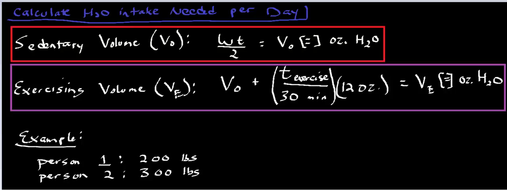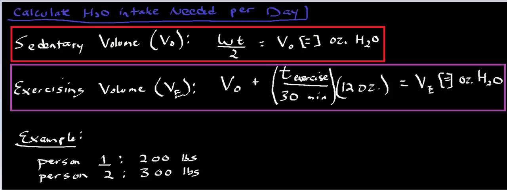In this video, we're going to calculate how much water a person would need to intake per day under two conditions. Number one, if the person is sedentary, and then also if the person is exercising for a particular amount of time. The calculation for sedentary water intake that's required is pretty straightforward and simple.